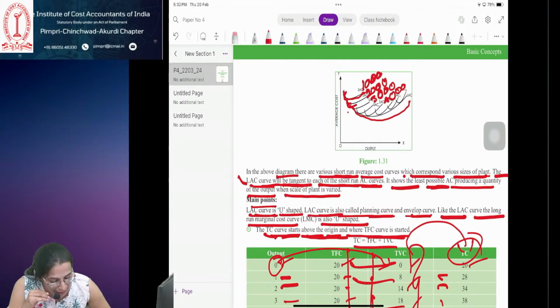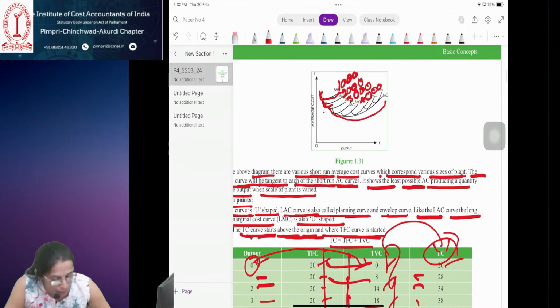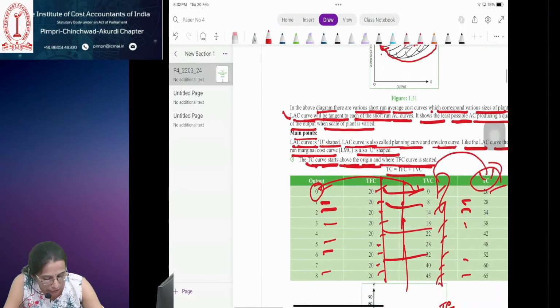When we vary the scale of the plant, what is it showing? The least possible average cost. What is the scale of plant? A change in the quantity produced means a change in the scale. So if we increase or decrease the scale of plant in the long run, this curve shows the least possible average cost when we increase the units and when we decrease the units. These are the main points.